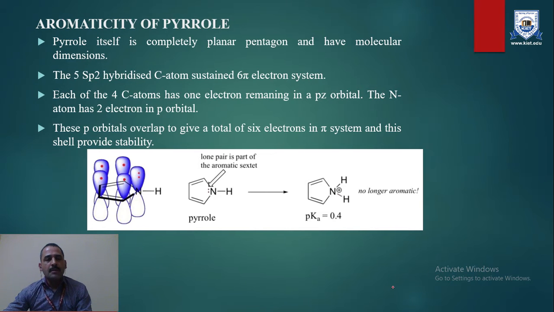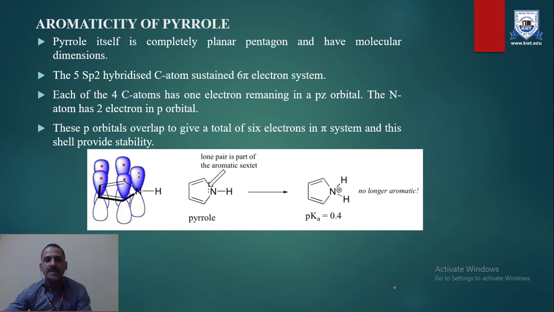Aromaticity of pyrrole. Pyrrole is an aromatic molecule. Pyrrole itself is a completely planar pentagon in shape and has molecular dimensions. The 5 sp2 hybridized atoms sustain 6 pi electrons in the system. The total atoms in pyrrole are 5, where 4 atoms are carbon and the remaining one is nitrogen. All are sp2 hybridized in nature and they are sharing the 6 pi electrons in their delocalization. Each of the 4 carbon atoms has 1 electron remaining in a pz orbital. The N atom has 2 electrons in its p orbital.